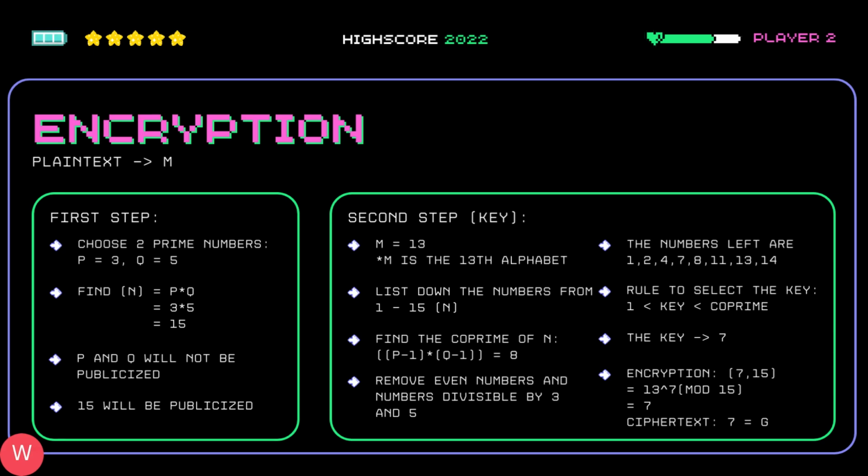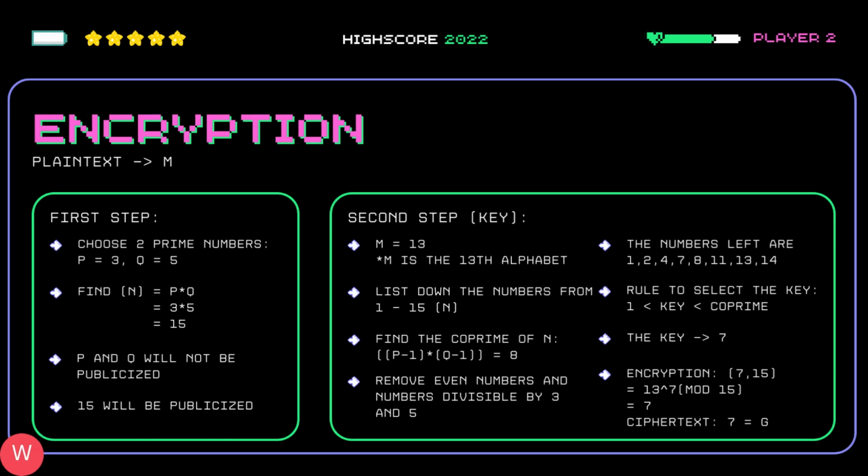In order to find the coprime of n, we have to use the formula p minus 1 times q minus 1, and in our case it will be 3 minus 1 times 5 minus 1, which will give us the answer of 8. And after that, from the listed numbers just now, we have to remove even numbers and numbers that are divisible by 3 and 5. After we have crossed out all the numbers, we are left with 1, 2, 4, 7, 8, 11, 13, and 14.